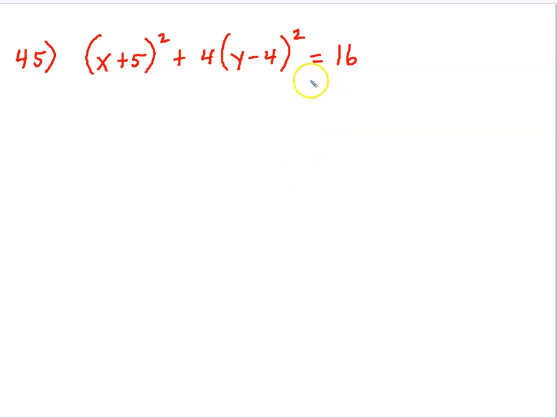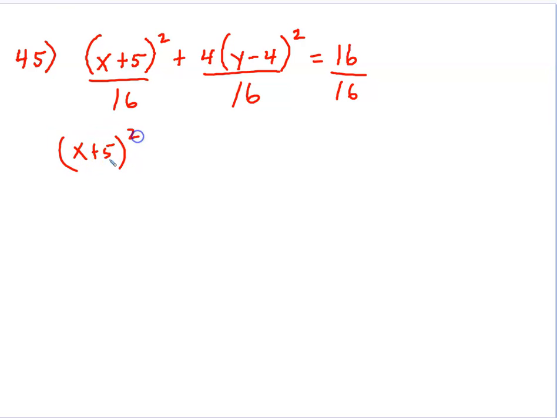Here's another one that's not in standard form. So remember, to get it in standard form, we're going to divide everything by, in this case, 16. And so the standard form of this ellipse would look like this. (y minus 4) squared over 4. 4 over 16 is 1 over 4. And that equals 1. So you got to make it equal to 1 to get it in the standard form.